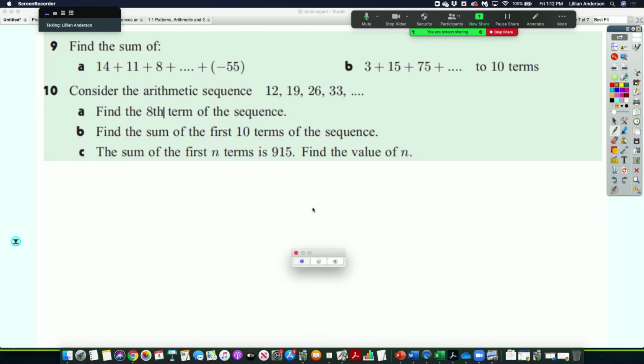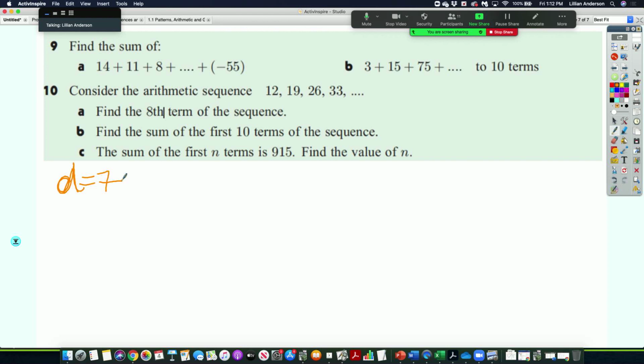So let's take a look at 10C. It says, consider the arithmetic sequence 12, 19, 26, 33. This is very much arithmetic with a common difference of what, Kyle? 7. Okay, so my common difference is 7. I'm pretty sure I'm going to need that at some point.